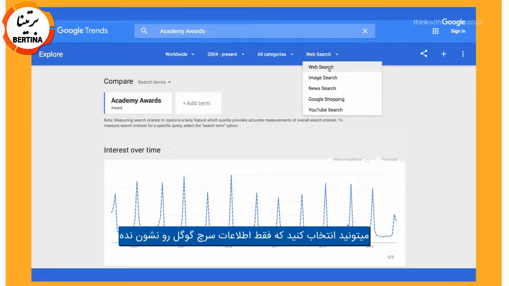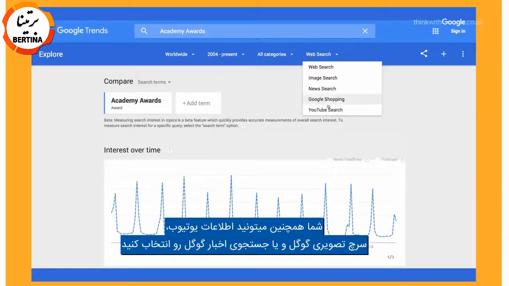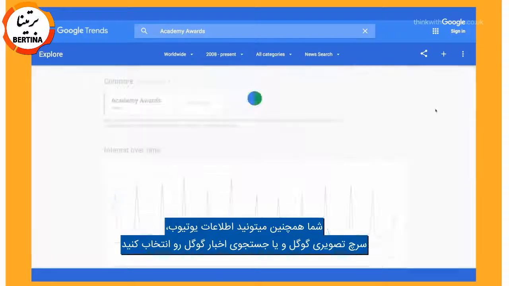And the last one is to choose the entity that you want to look at. And you can choose not only Google search, although I do recommend that one as being the best one, but you can also look at YouTube data, you can look at image search or news search as well.